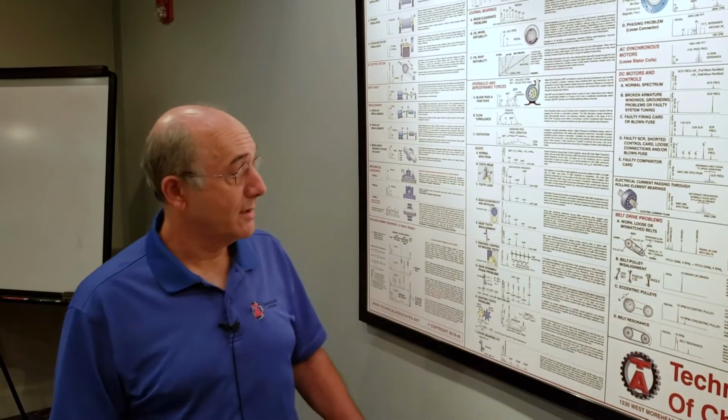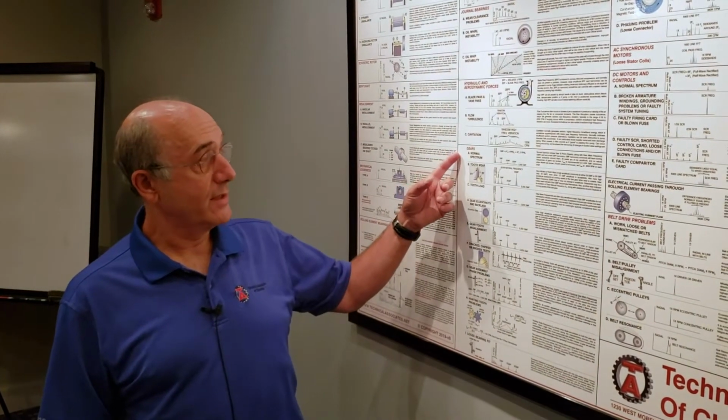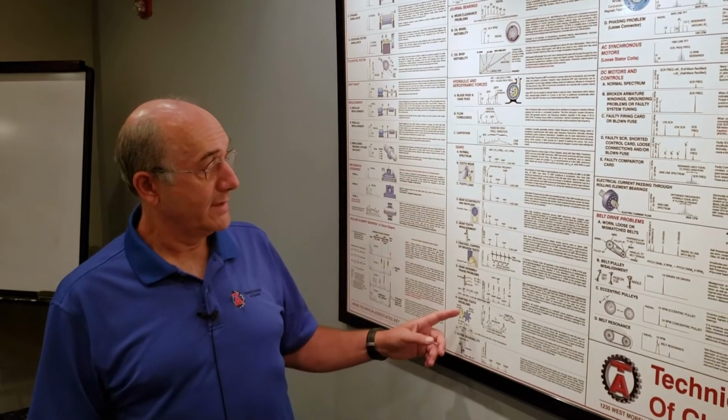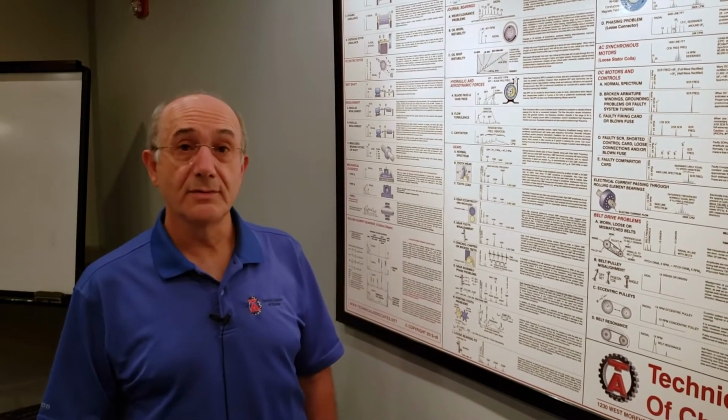Today we're going to be discussing one of the other interesting cases in the Wall Chart. It's under the gear section, and we're going to be discussing hunting tooth or tooth repeat problems.